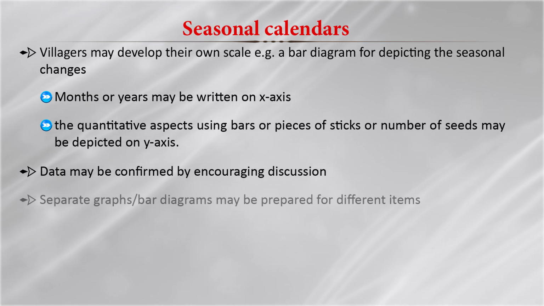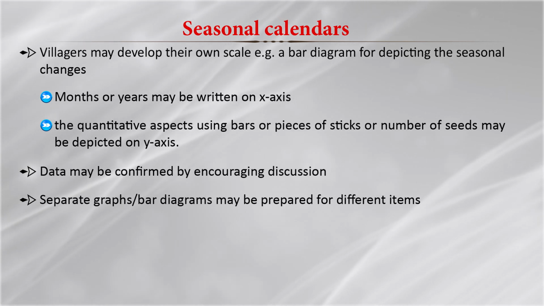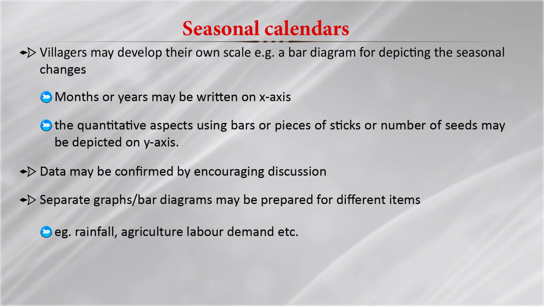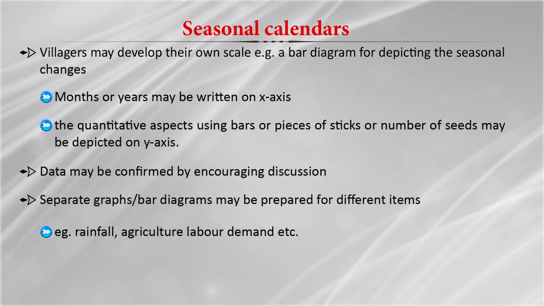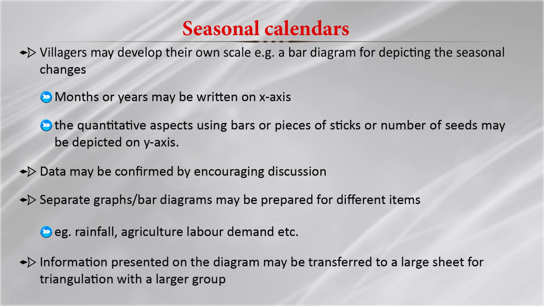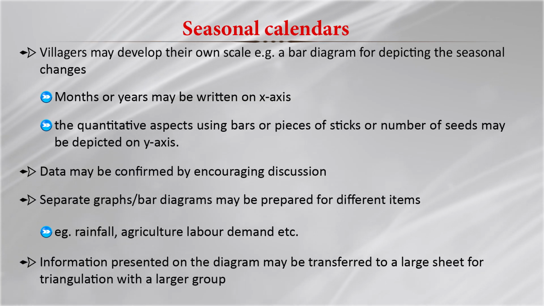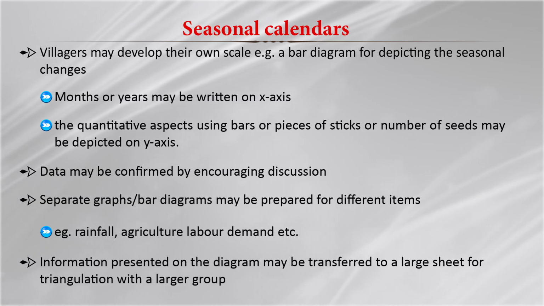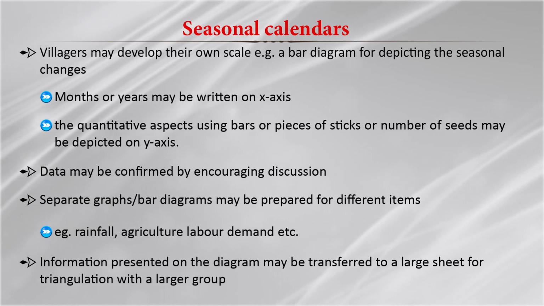And basically we can prepare a separate graph or bar diagram for different aspects or different items. Like for rainfall variation, we can prepare a different graph, or for agricultural labor demand, we can prepare a different bar diagram. And the information presented on the diagram may be transferred to a large sheet for triangulation with a large group. So, whatever information is depicted on the diagram can be transferred to the large sheet, and then that can be discussed with a larger group for verification.